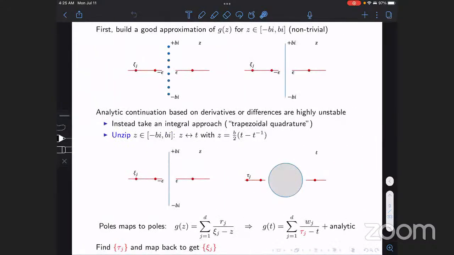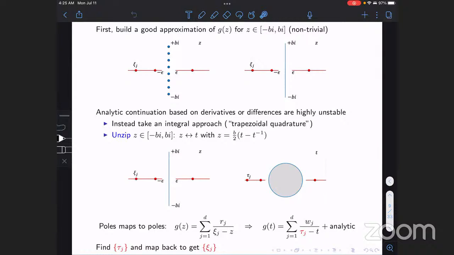Now, to apply the Prony method to this pole identification problem, the first step is that we need to build a good approximation for this function g(z) we're trying to identify on this interval from -bi to bi. This is illustrated by this figure. From these blue points on the imaginary axis, the spiral grid, we're trying to construct a good approximation on this blue interval from -bi to bi. This will allow us to access the function value anywhere on this blue strip.